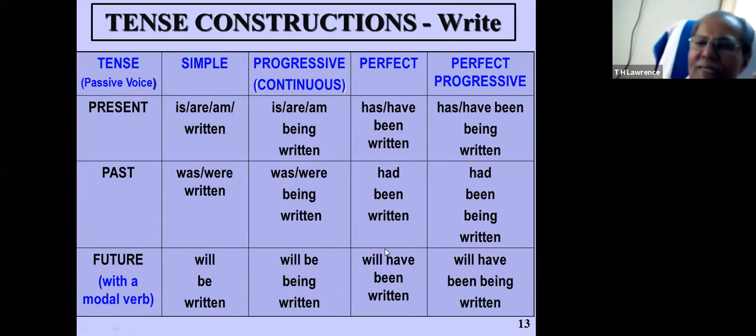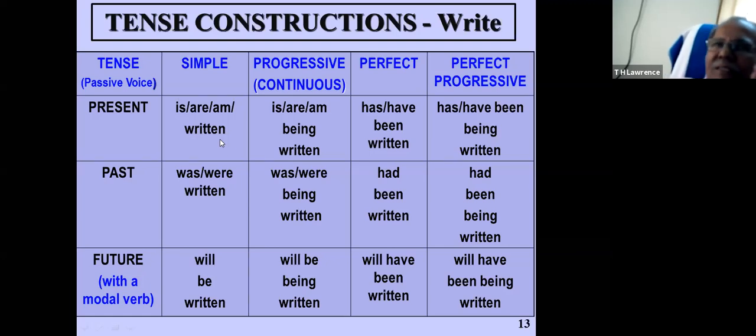So present simple here, as we read, present simple. There, what did we see? Write or writes. So how do they appear here? That verb, write, the passive appears here as is written, are written, am written. When we move to progressive, we find that it will appear as is being written, are being written, or am being written. Then perfect, it will appear as has been written or have been written. And in the perfect progressive, it will appear as has been being written or have been being written.